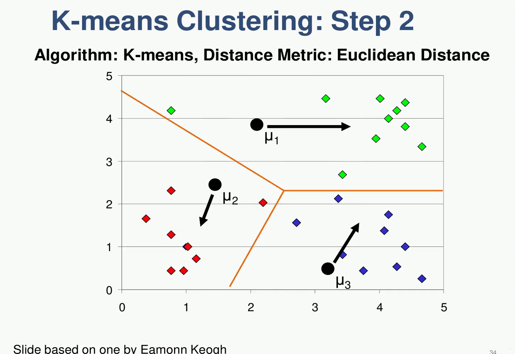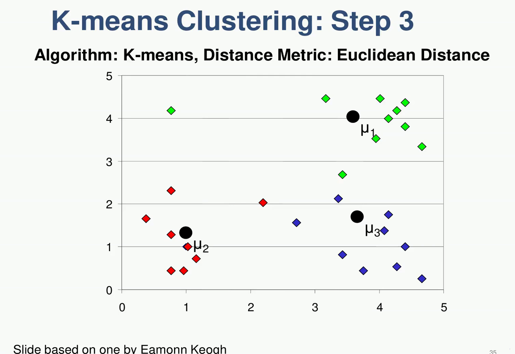In step 2 of k-means clustering, after assigning data points to the nearest centroids, we update the centroids' positions. The centroids mu_1, mu_2, and mu_3 are recalculated as the mean of their respective assigned data points. This adjustment is depicted by the arrows indicating the movement of each centroid towards the center of its cluster. The orange lines represent the decision boundaries separating the clusters based on the Euclidean distance. This iterative process of realignment continues until the centroids stabilize, ensuring optimal clustering.